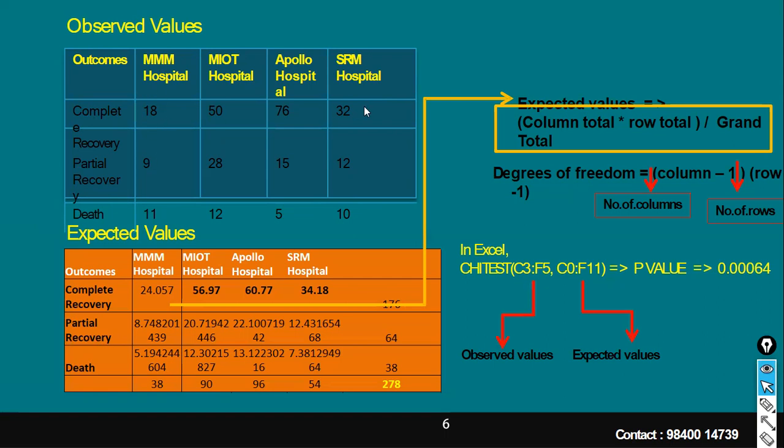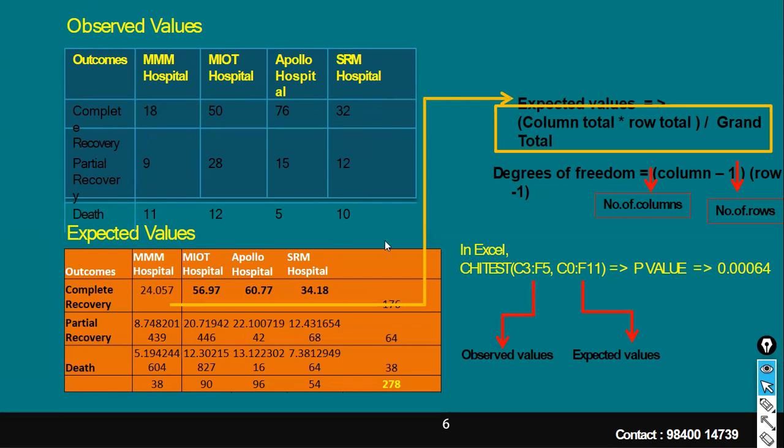At the Triple M Hospital, what is the success rate? 18 patients had successful surgery, and likewise we noted down the others here. By looking at this itself, we can make out that in Apollo Hospital the complete recovery success rate is very high, partial recovery is less compared to other hospitals, and the death rate is less. But still, we need to conduct the test and then decide.